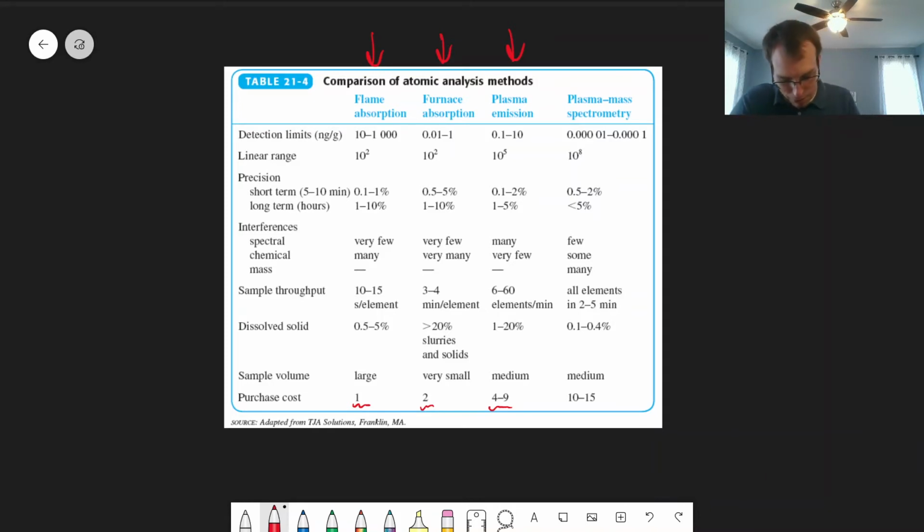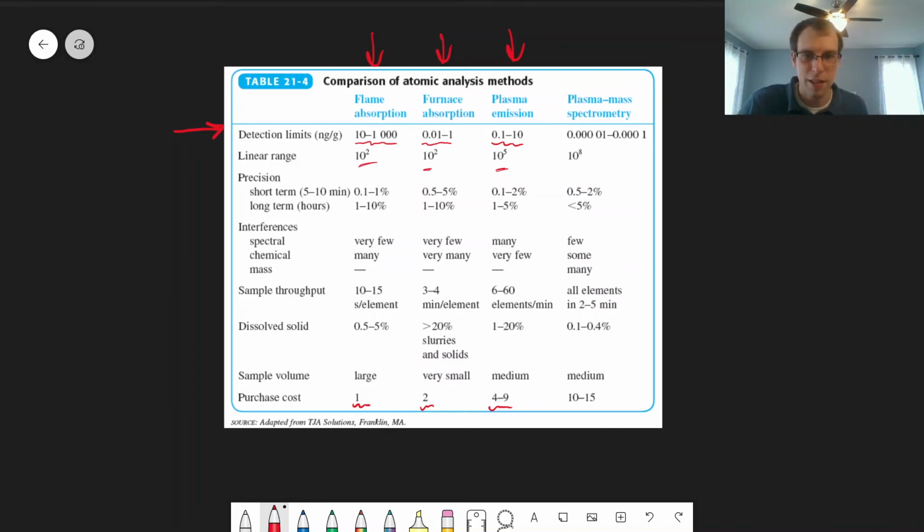So coming back up to the very top, we can look at the detection limits, nanograms per gram. This is parts per billion. Flame absorption, it depends which element you're looking at, but these range from 10 parts per billion up to parts per million level detection limits, whereas furnace absorption can get lower than that by quite a bit, and plasma emission is in that same range as the furnace absorption, maybe a little bit higher detection limit. Linear range is only about 2 orders of magnitude for the absorption measurements, whereas the emission has about 5 orders of magnitude linear range, which is the different levels of concentrations that you can measure.